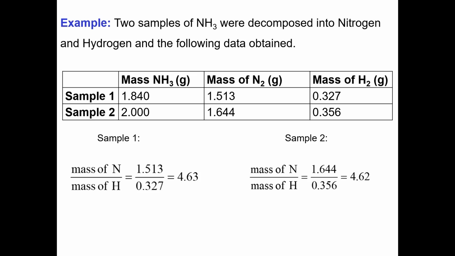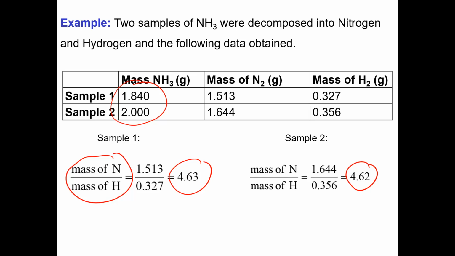Now, when I take the ratio of the mass of nitrogen to the mass of hydrogen, I get, to the last significant figure at least, the same number in each case. So this is a good example of the law of definite composition. It doesn't matter the size of my sample, the fact that these were a little bit different. When I take the ratio of the component elements, I always get the same number.